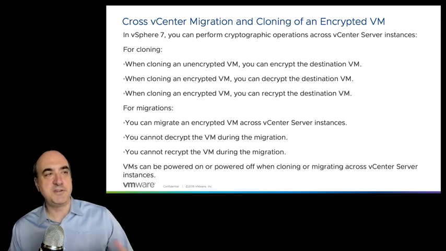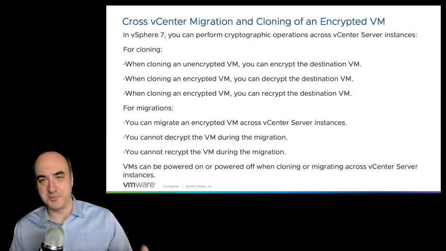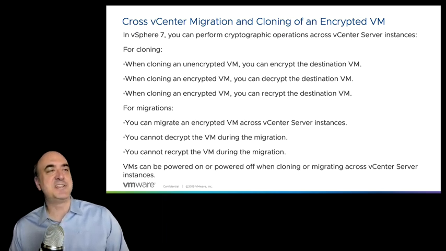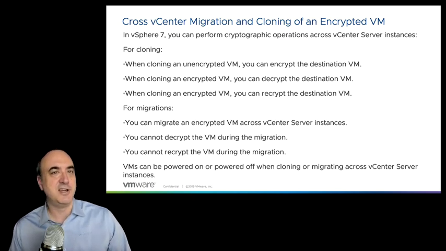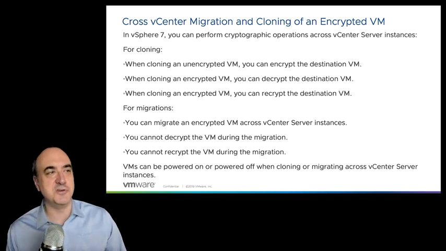Now, vSphere 7, this is a new feature. I know we just said earlier that we didn't support this, so now we do. In vSphere 7, we can now perform a cross vCenter migration and cloning of encrypted VMs. These are new. So in vSphere 7, you can now perform cryptographic operations across vCenters.